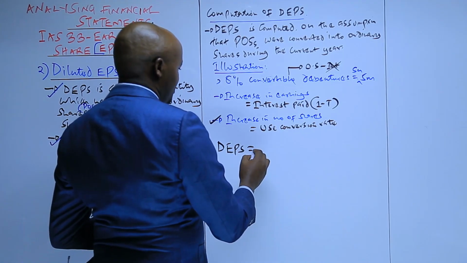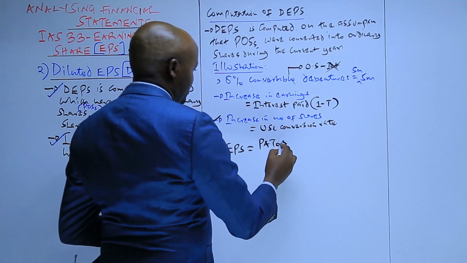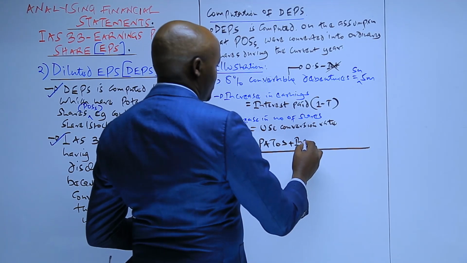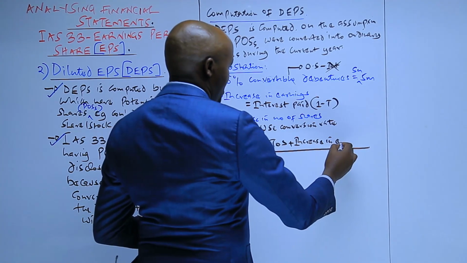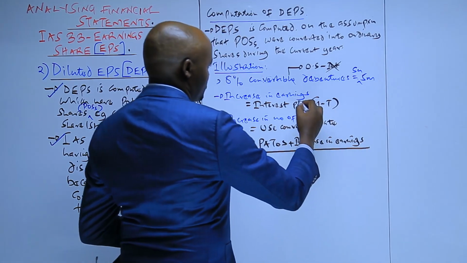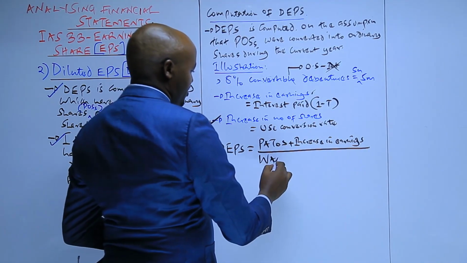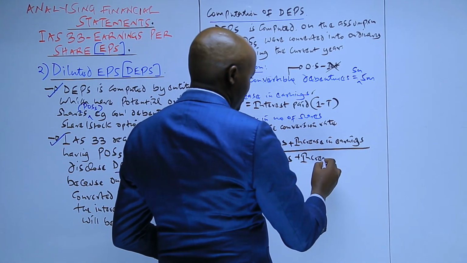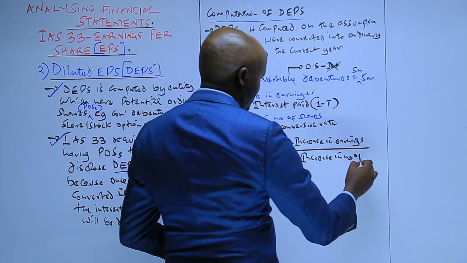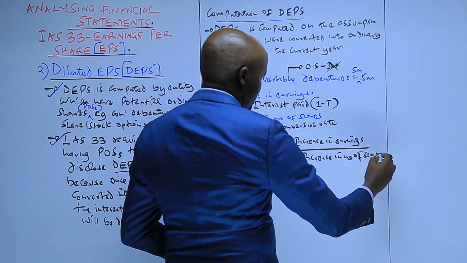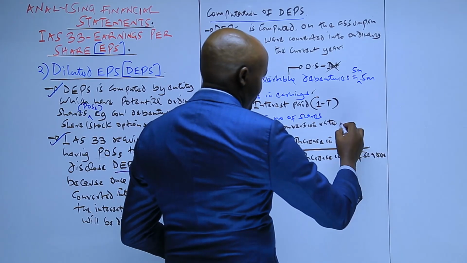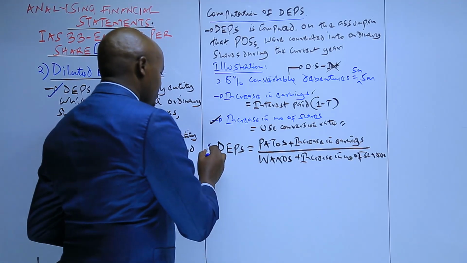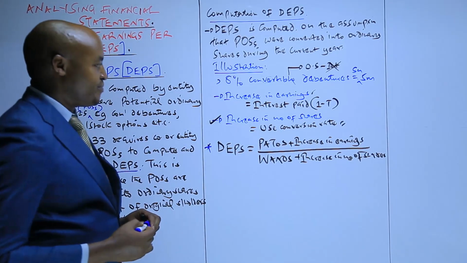Once you determine these two items, you proceed and compute the diluted earnings per share. To compute the DEPS, we take the PATOS, the profit attributable to ordinary shareholders, which is used in the computation of basic earnings per share, and to this you add the increase in earnings. Then divide that by the number of ordinary shares, also used in the computation of basic earnings per share, and to this you add the increase in number of shares. I've explained what we mean by both of those. So that is the general formula used in computing the DEPS.